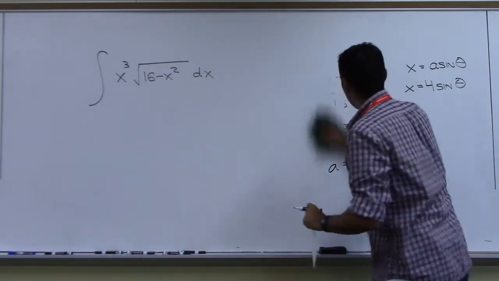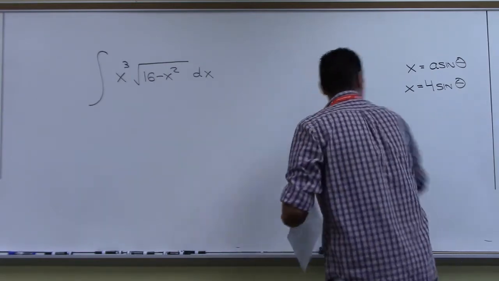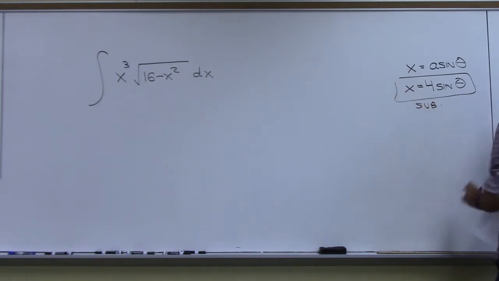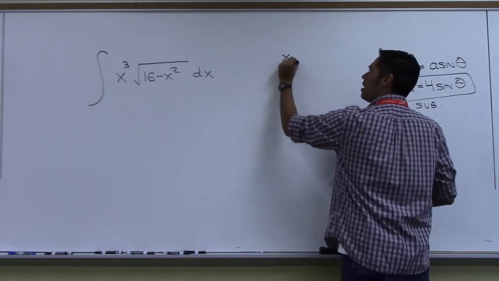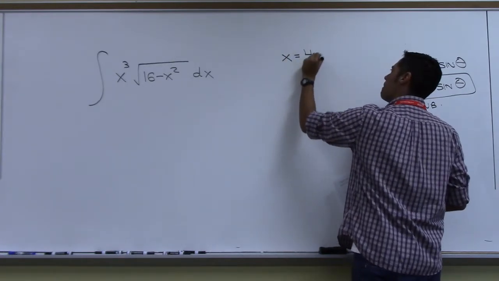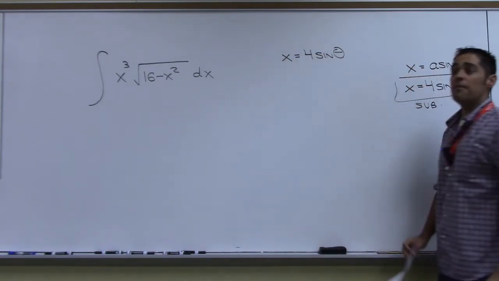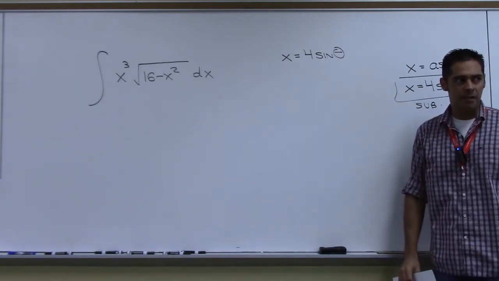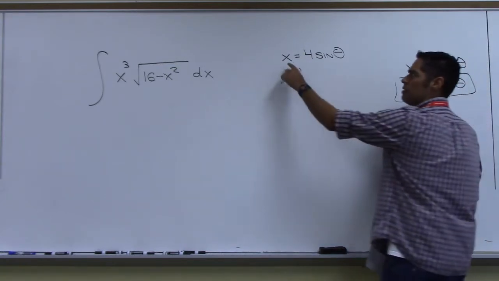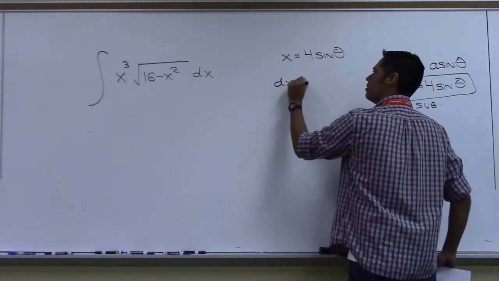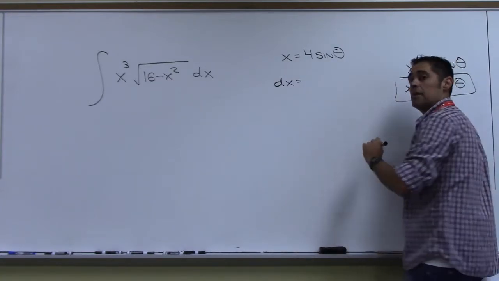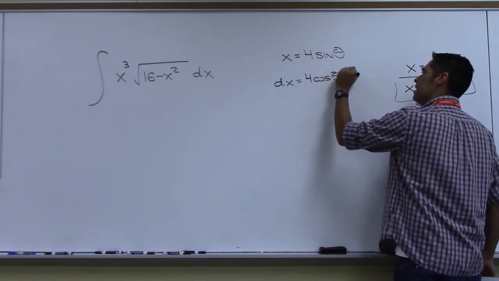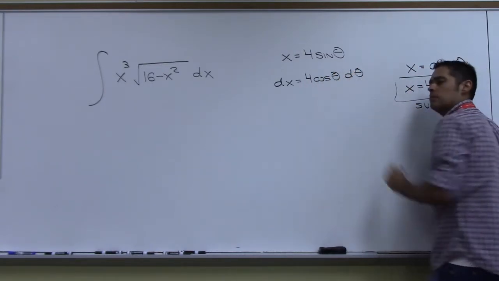Okay, so erase this. Now that I've determined this is going to be my substitution, I'm going to write down that substitution just like we did before. And I'm going to differentiate this equation implicitly with respect to theta. Just do the derivative, right? Derivative left side, dx. Derivative right side, 4 cosine theta d theta.